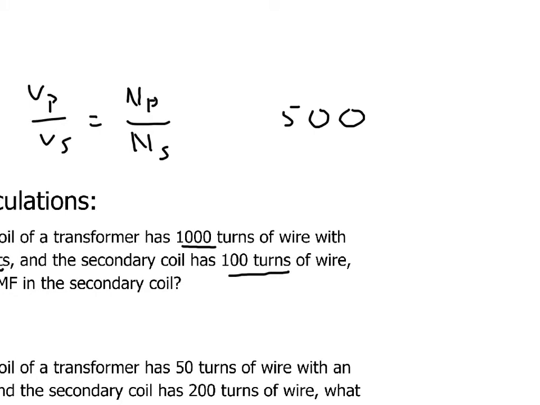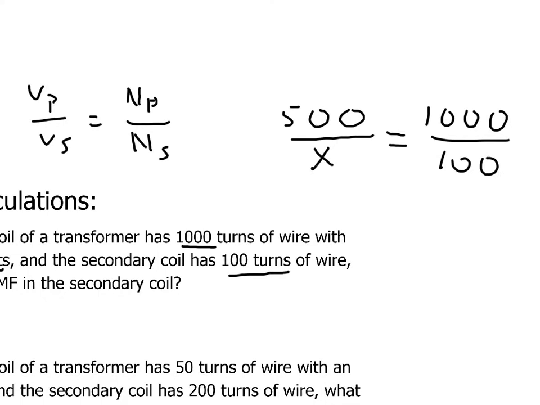Alright, just fixed that there. So 500 volts on the primary. Our unknown is the number of volts on the secondary. And then we know that the primary coil has 1,000 turns of wire, and the secondary coil has 100 turns of wire.